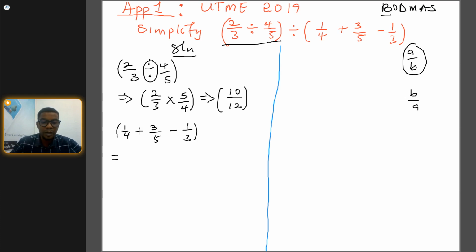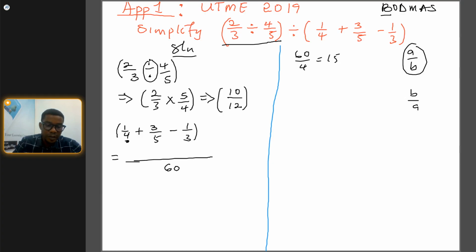So we have to find the LCM of 4, 5, and 3. The LCM of 4, 5, and 3 should be 60. So we have 60 divided by the denominator of the first fraction, which is 1 over 4. The denominator is 4. We divide this, and we have 15.